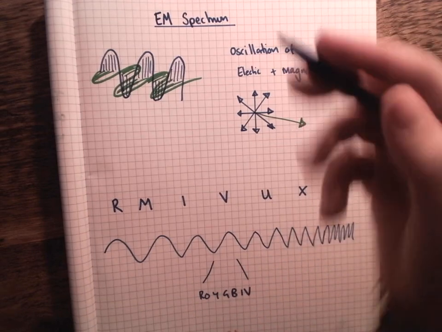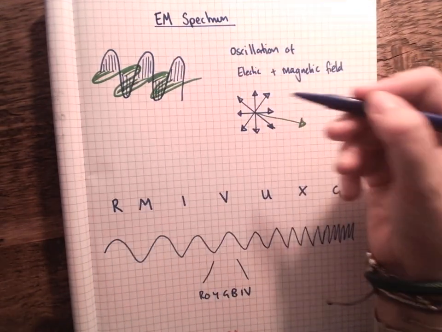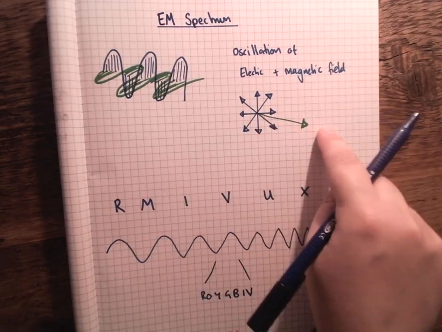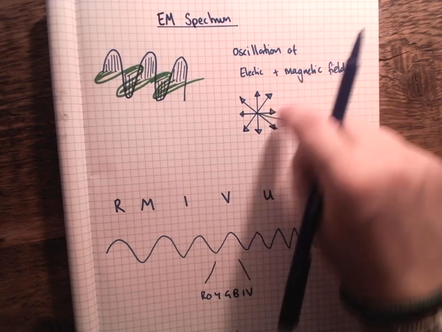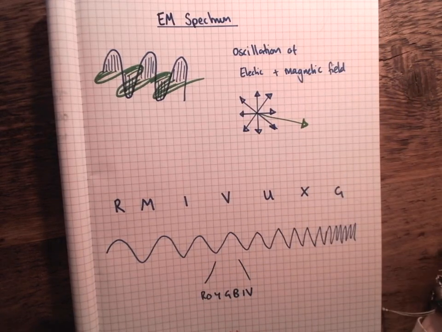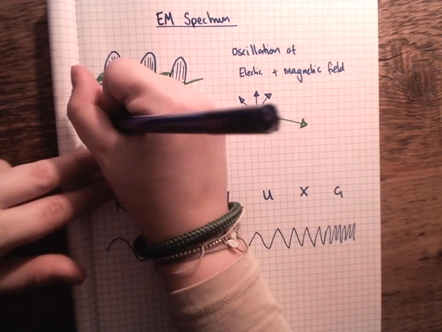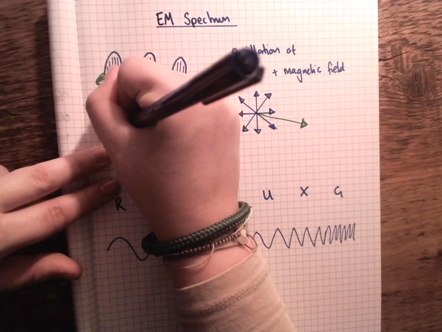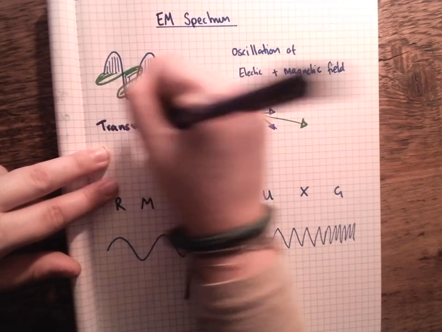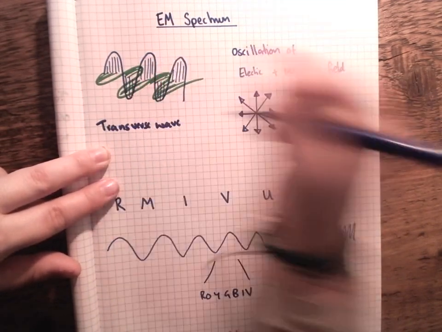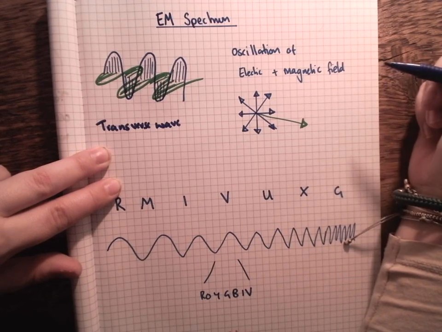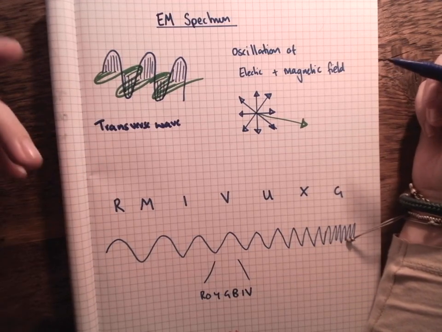Now they actually oscillate at 90 degrees to the direction of the wave. Okay, so if you have the direction of the wave moving like this, they're oscillating perpendicularly to the direction of the energy that's being transferred in this case. So this makes it a type of transverse wave. The other thing is because it's an oscillation of an electric and magnetic field, it doesn't require any particles.